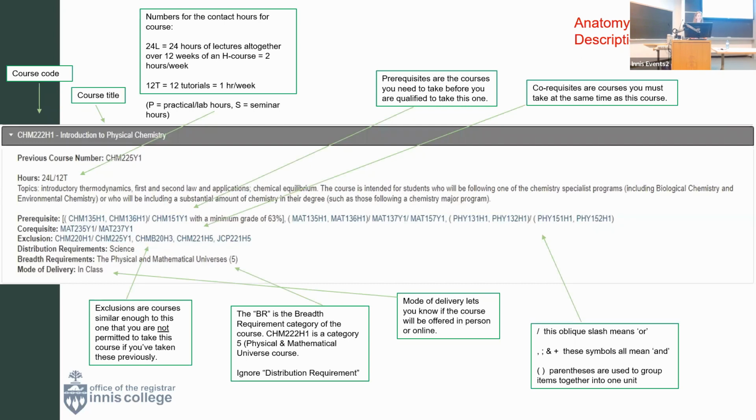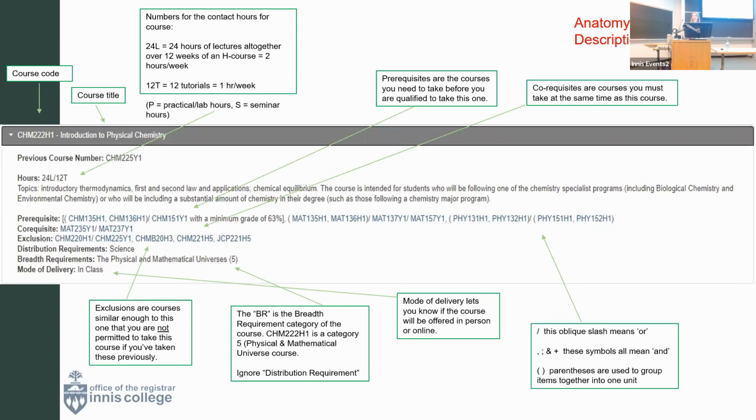Next comes the course title. The next thing down is the number of class time hours that are required for the course. So this course has 24 lecture hours and 12 tutorial hours. There are 12 weeks in a semester. So what this breaks down to is there's 2 hours a week for lecture and 1 hour a week for tutorial. So what's the difference between a lecture and a tutorial?